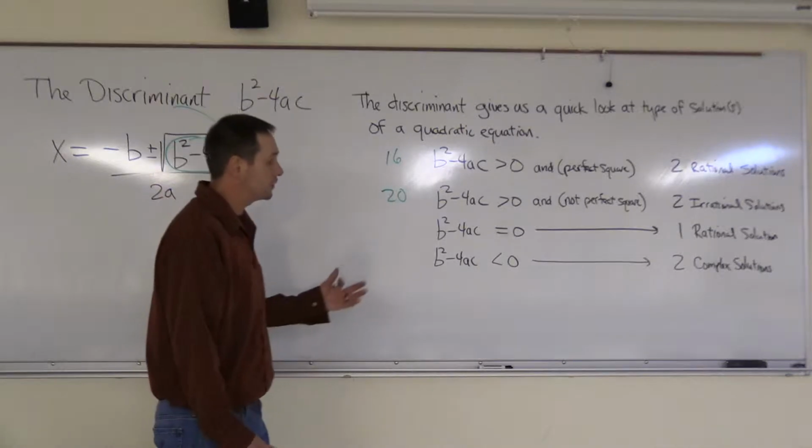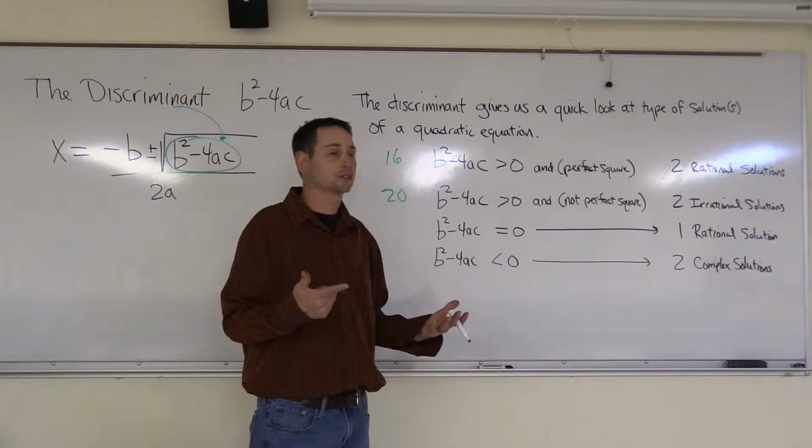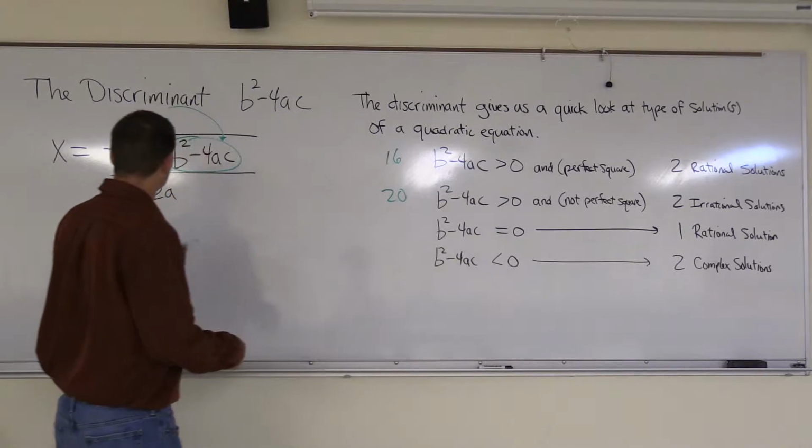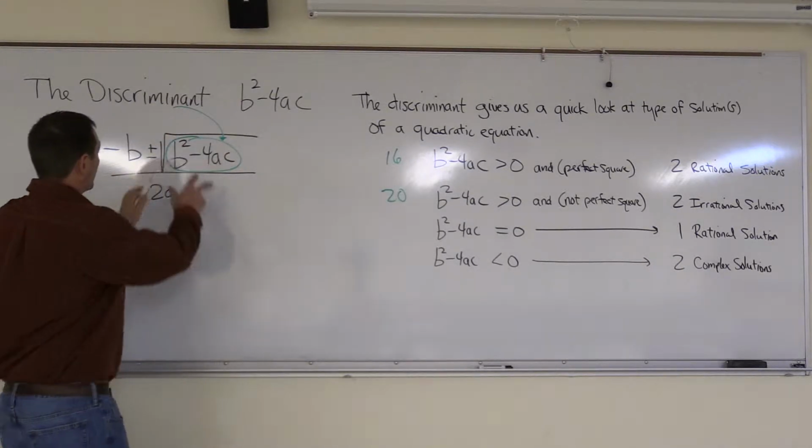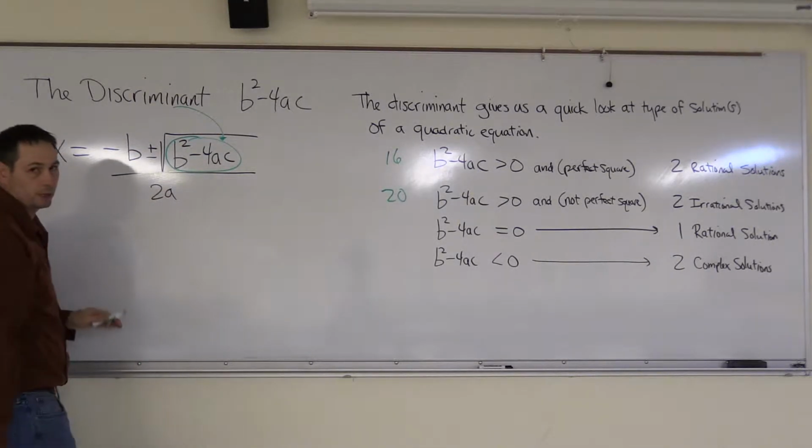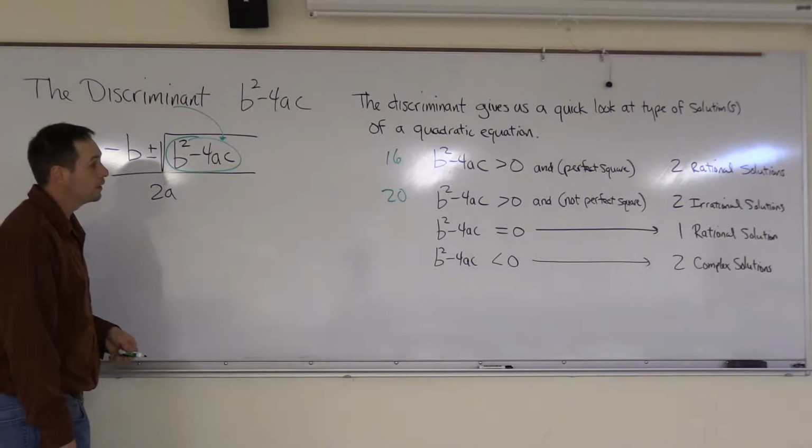And then, what if it's 0? Then you only have one rational solution. The reason being, if that's 0, that all goes away, so you just have negative b over 2a, which is one rational solution.